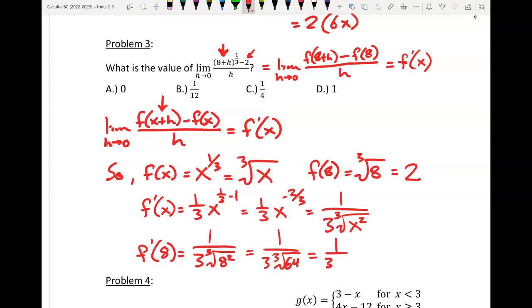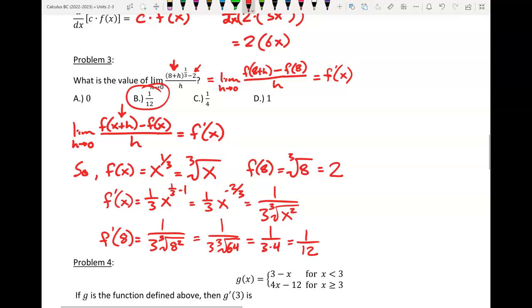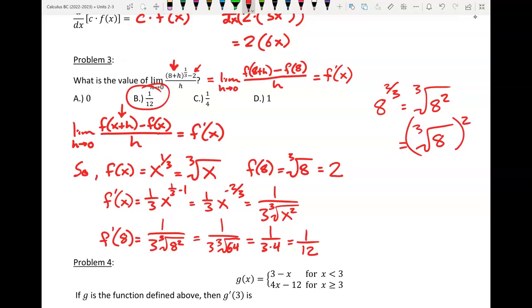Four. So 1 over 3 times 4 is 1/12. B. Another way to do that power is this. I actually like to do, if I was to do 8 to the 2/3, you can do the way we did it, the cube root of 8 squared. You could also do the cube root of 8 squared.